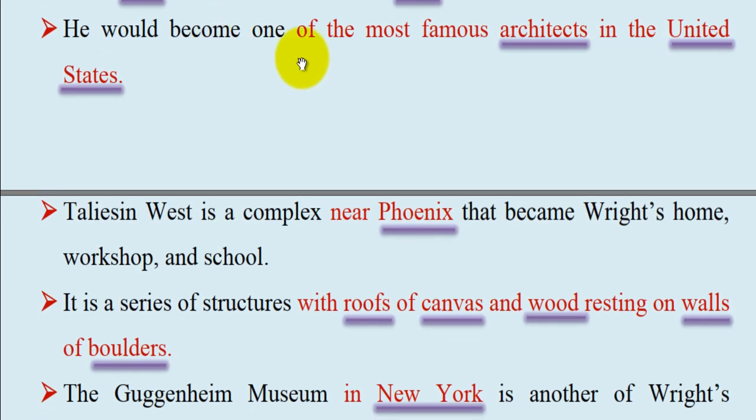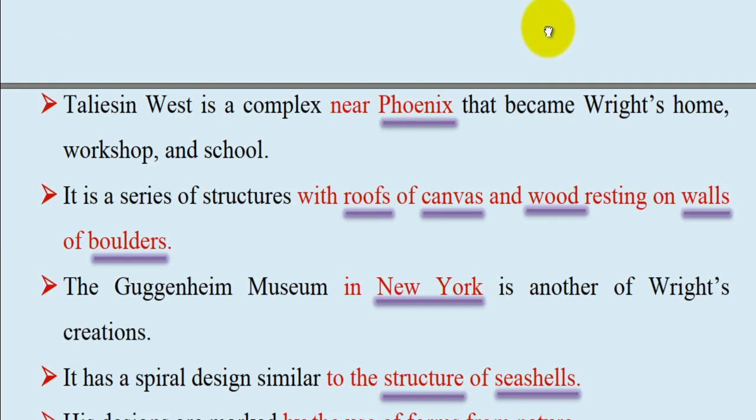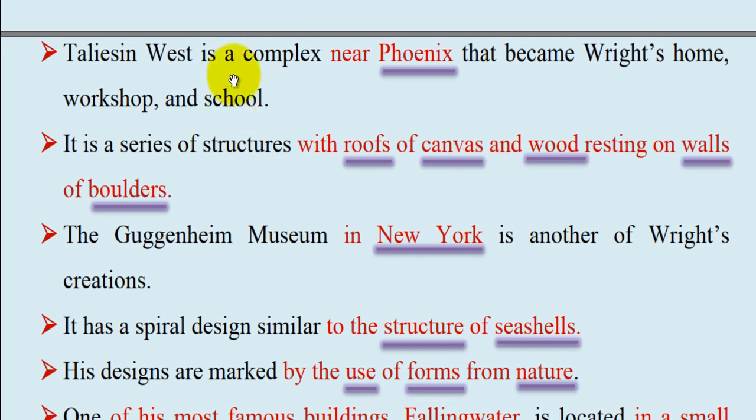He would become one of the most famous architects. This is phrase number 1. Architects is the object. In the United States, phrase number 2. United States object. Taliesin West is a complex near Phoenix. Near Phoenix is a phrase. Phoenix is the object.